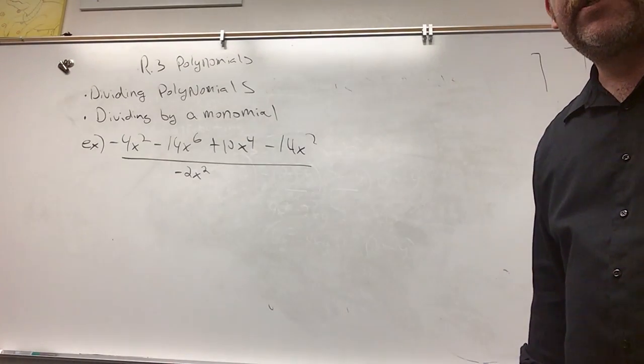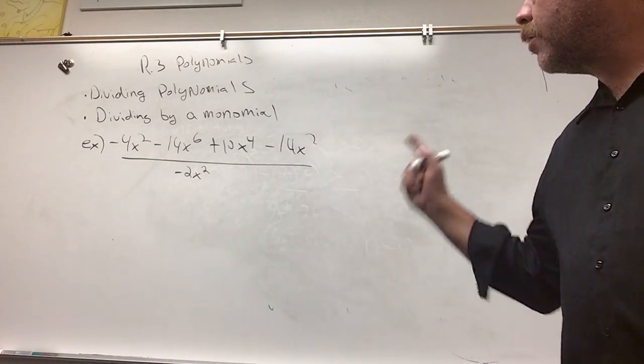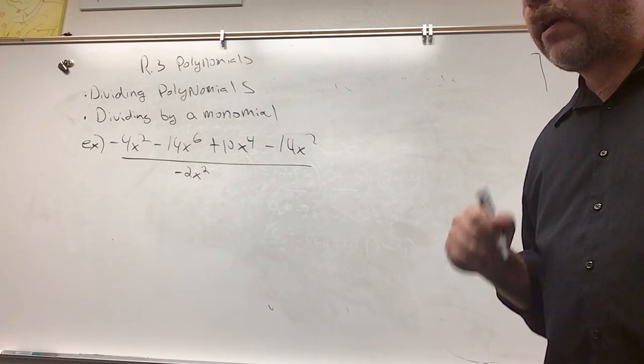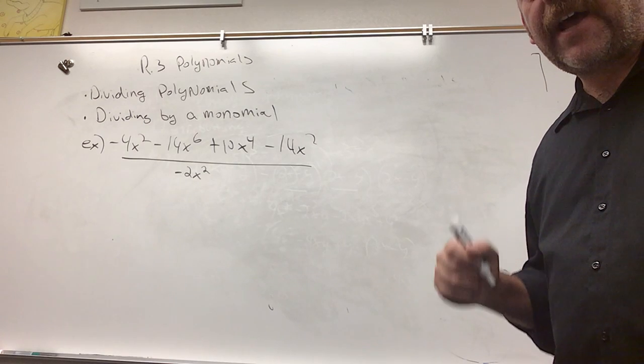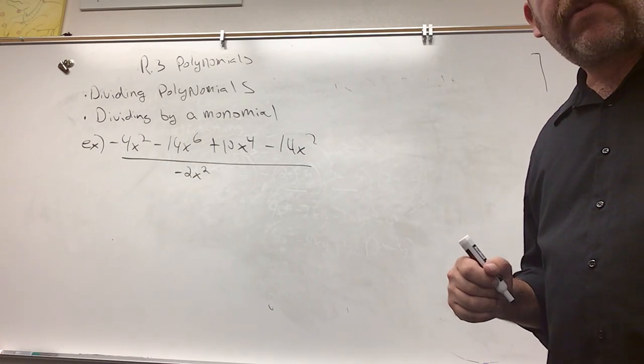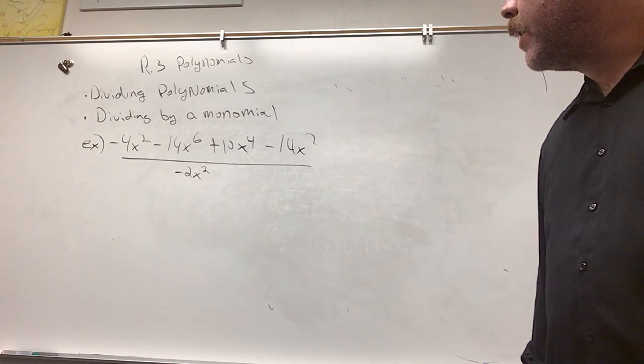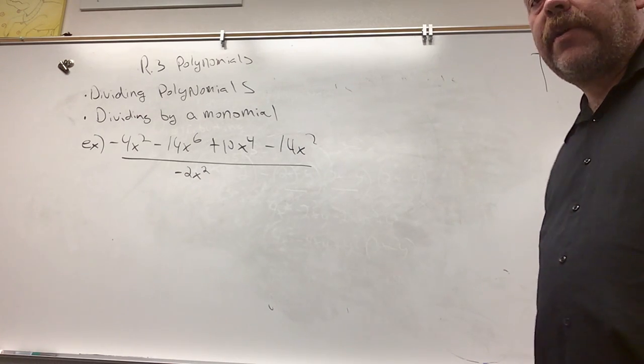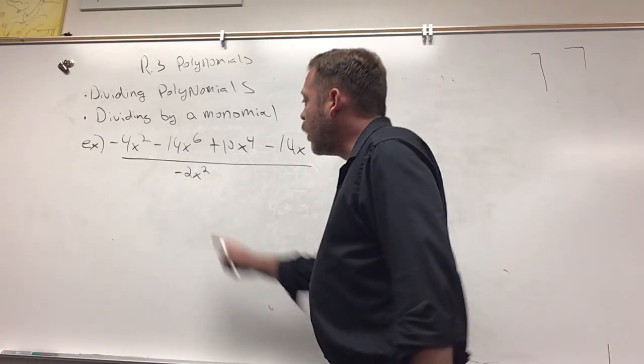All right, so now this is R3. This is our last R3 video. We did properties of exponents, multiplying, adding, subtracting polynomials, and now we have dividing polynomials. So the first type of dividing of polynomials is going to be when we're dividing by a monomial.